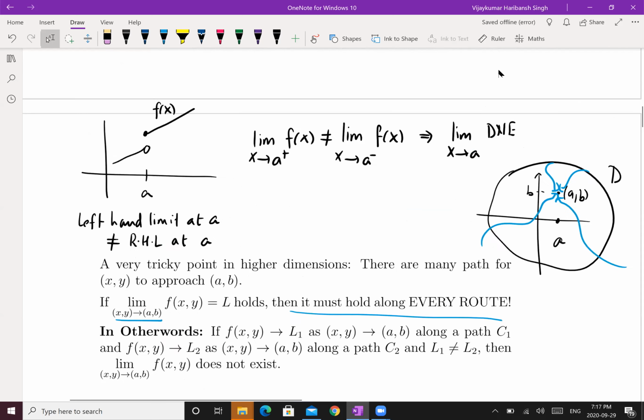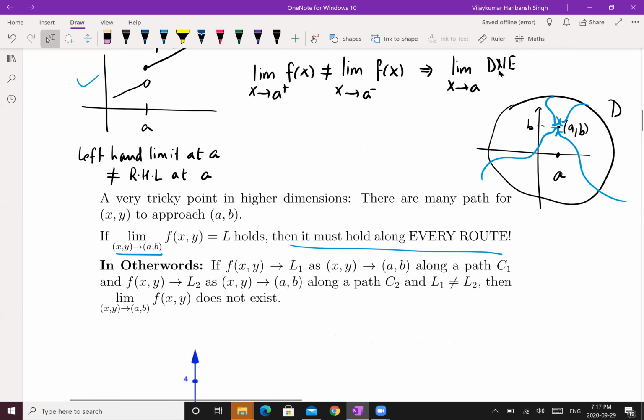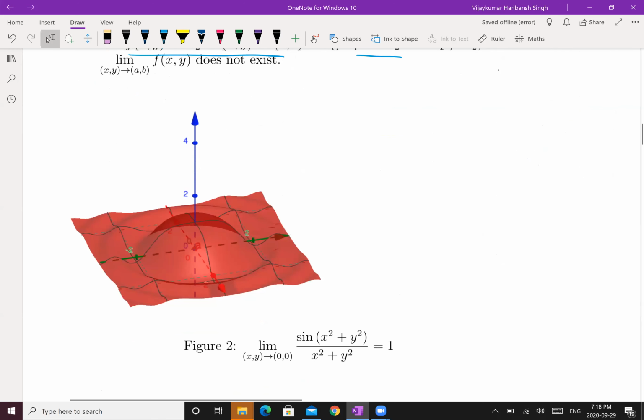Or in other words, if you want to show that the limit does not exist, similar to here, what you need to do is show that f(x, y) goes to L1 as (x, y) goes to (a, b) along some path C1, and f(x, y) goes to L2 along some path C2 as (x, y) goes to (a, b), and if L1 is not L2, then the limit does not exist. So this is the idea behind proving that the limit does not exist. So let's see an example.